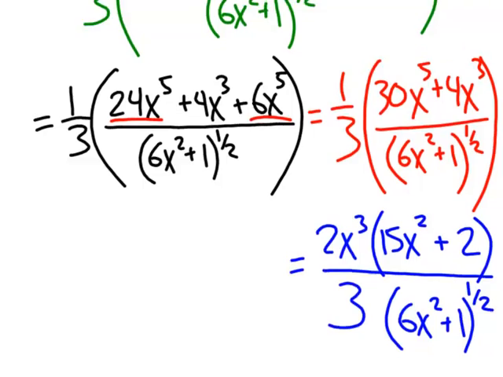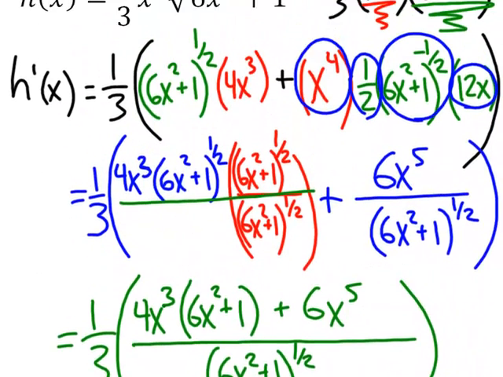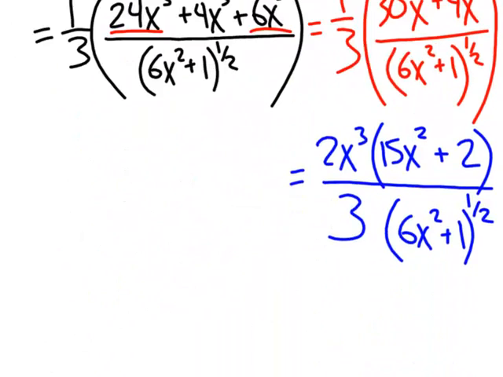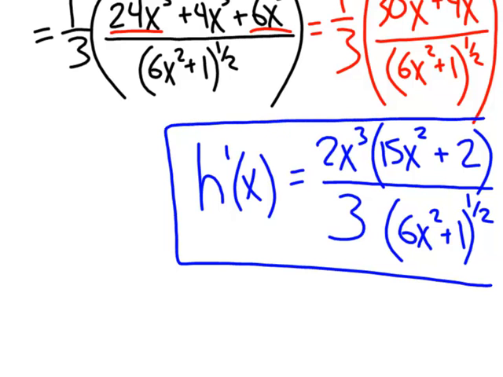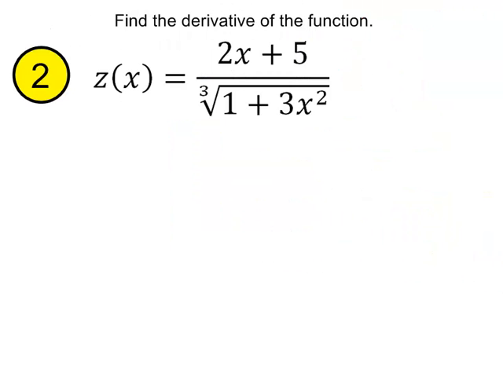I can't even remember what letter we started with. I want to say h of x. Yes, this was h prime of x. So let's call that h prime of x and put a box around it. There are some ways that I might go about checking this answer, but just for time's sake for this video, I'm going to go ahead and go on to the second exercise.